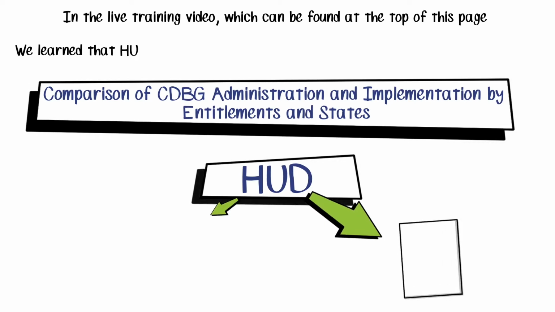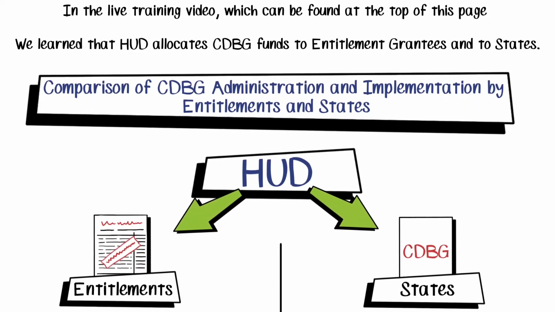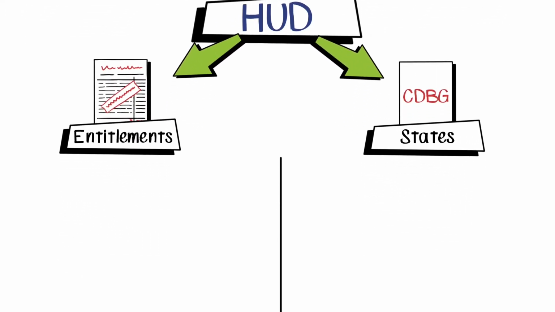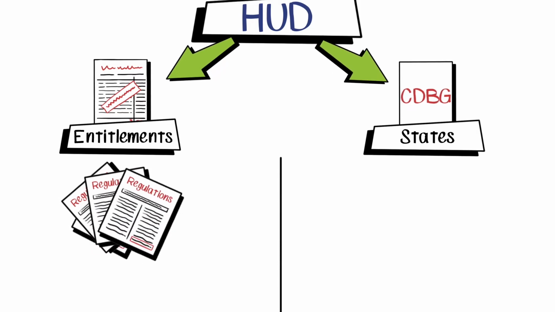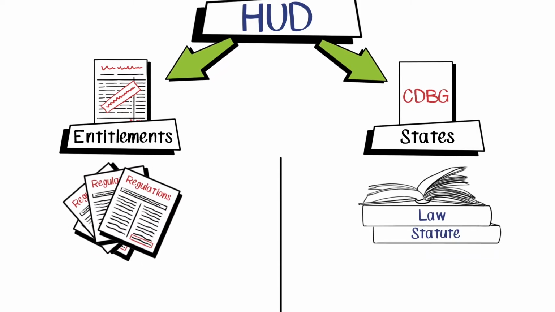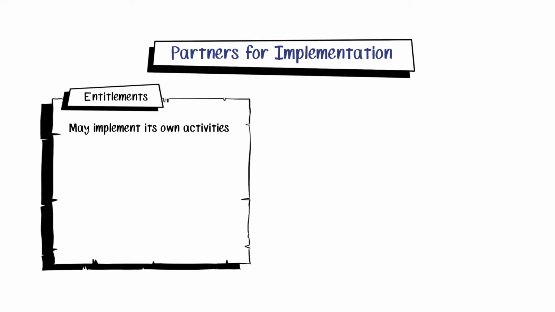In the live training video, which can be found at the top of this page, we learned that HUD allocates CDBG funds to entitlement grantees and to states. This presentation summarizes the key differences in the way that entitlements and states approach administering the CDBG program and implementing eligible activities. The first key difference is that entitlements may implement their own activities. Entitlements may also provide funding to subrecipients or other public agencies to implement activities as well.